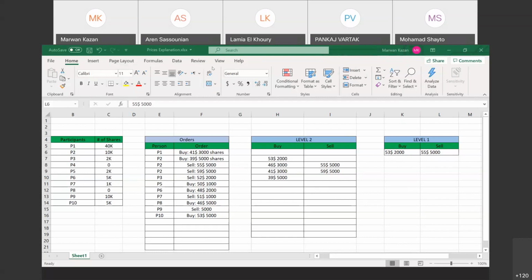Okay, so basically my part, guys. The main conclusion is that when you buy, the prices go up, as we saw, and when you sell, the prices go down. This is the main thing.